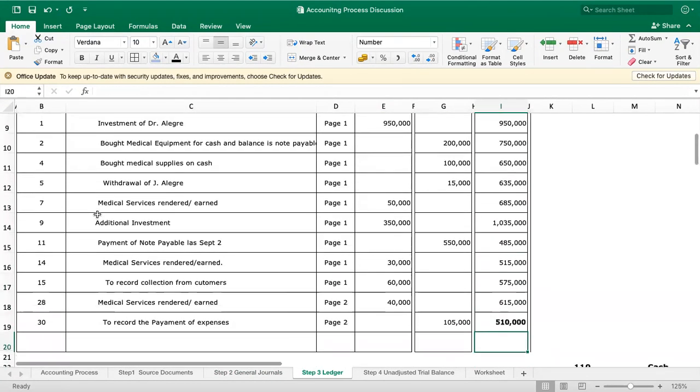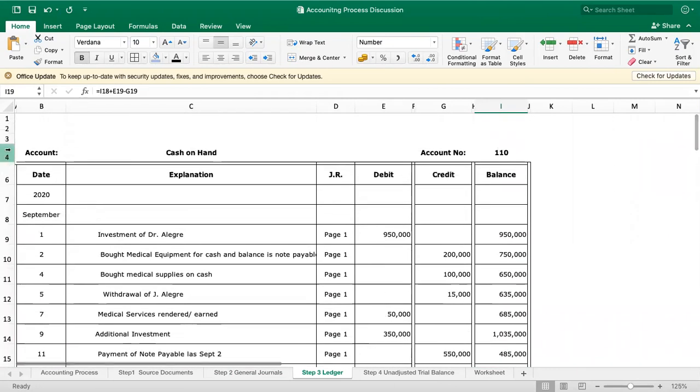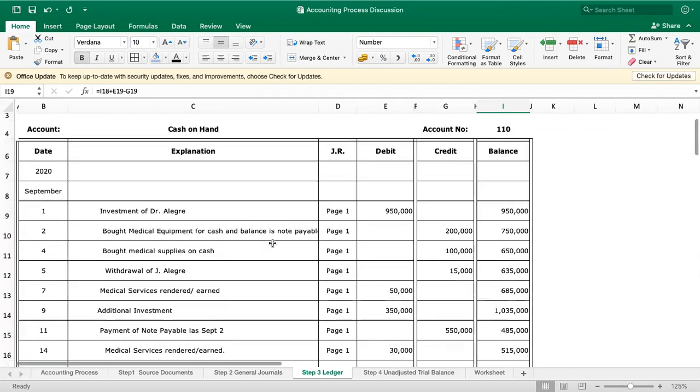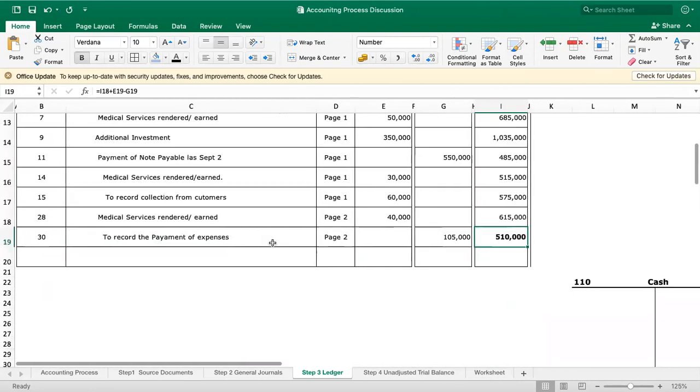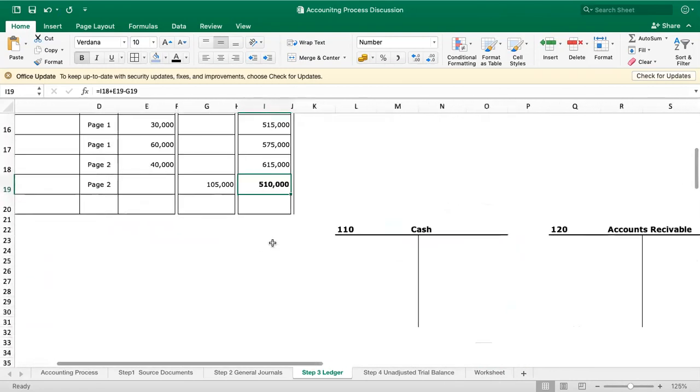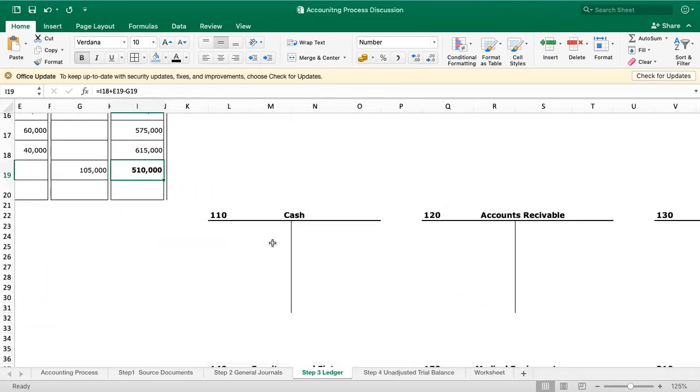But for illustration purposes, let's just use the T account. Actually, we can use this one. This is the correct format of the ledger. But for discussion purposes, let's just use the T account. Okay, this is the T account. So how are you going to make the T account? Let's just use the account numbers of the accounts. Let's start from the smallest to the largest.